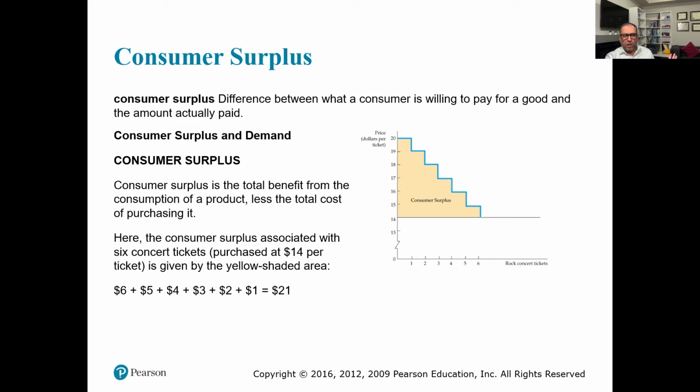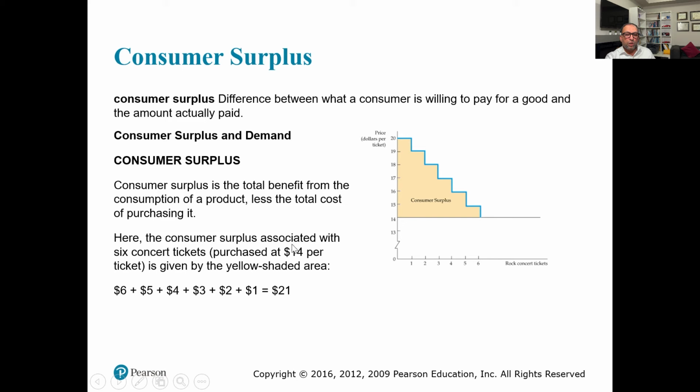As you know, over the demand curve, each consumer's willingness to pay is different. The highest willingness to pay belongs to the first buyer, and then as the willingness to buy decreases, the buyers move along until we reach the marginal buyer, the buyer at the very last point, and marginal buyers normally have no surplus. Consumer surplus is the total benefit from the consumption of a product less the total cost of purchasing it.